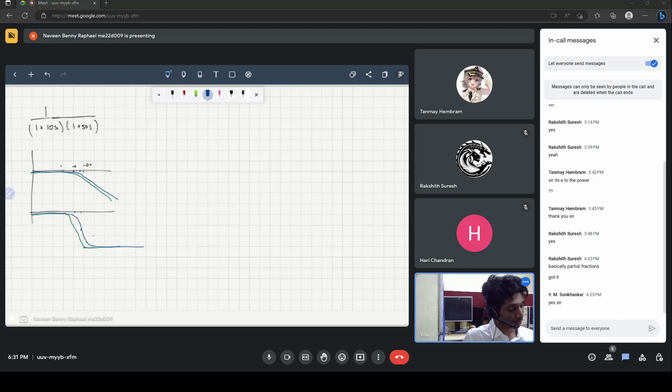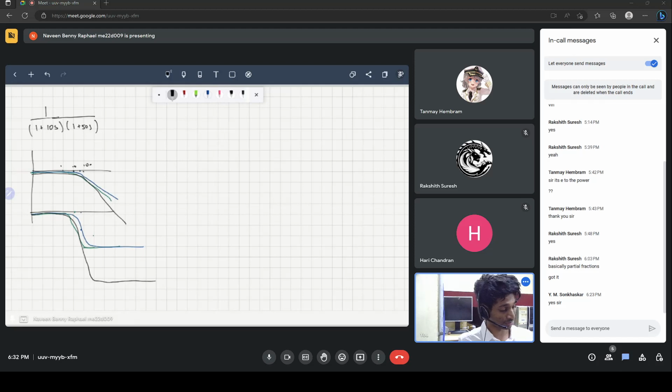And once you have drawn the two Bode plots, you add the two plots, and therefore what you'll get in this thing will be a slightly steeper graph for the magnitude and a graph which goes like that for the argument.